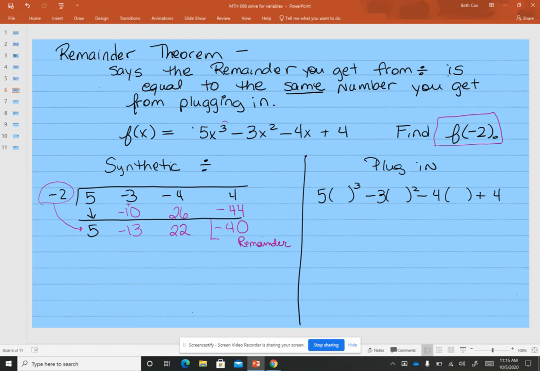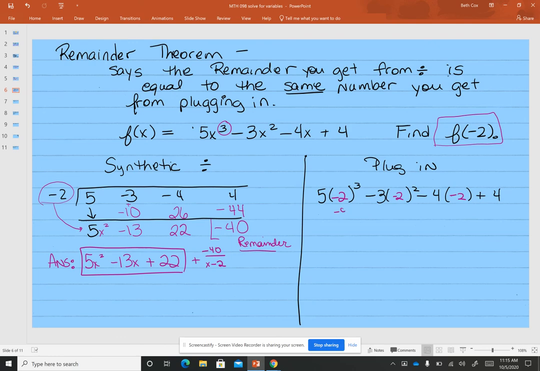All right, this is a third degree, so my answer is a second degree. So my answer to this division problem is 5x to the second minus 13x plus 22. And I have a remainder of -40, and this is how we write remainders. Okay, but what this theorem is telling us is the remainder is the same as plugging in. So I'm sorry, if I plug in -2, I should get -40. So let's see if I do.